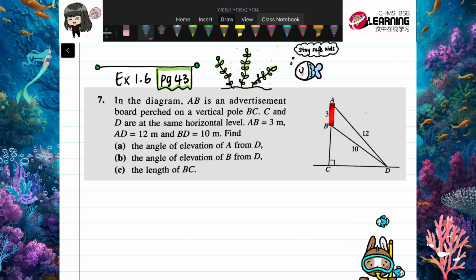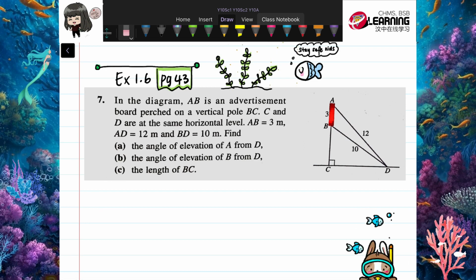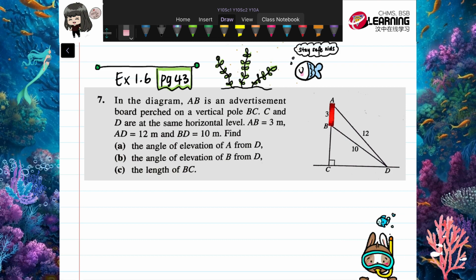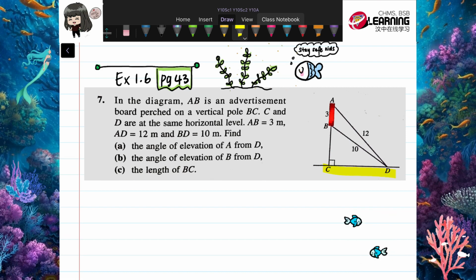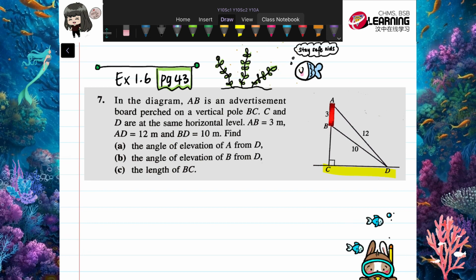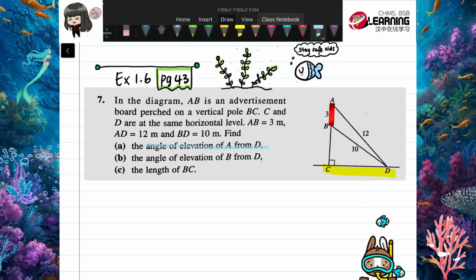So in the diagram, AB is an advertisement board perched on a vertical pole BC. This is an advertisement board. And C and D are at the same horizontal level. CD, this one, horizontal level. AB 3 meter, AD 12, and BD 10 is already in the diagram. So question here is, find the angle of elevation of A from D.